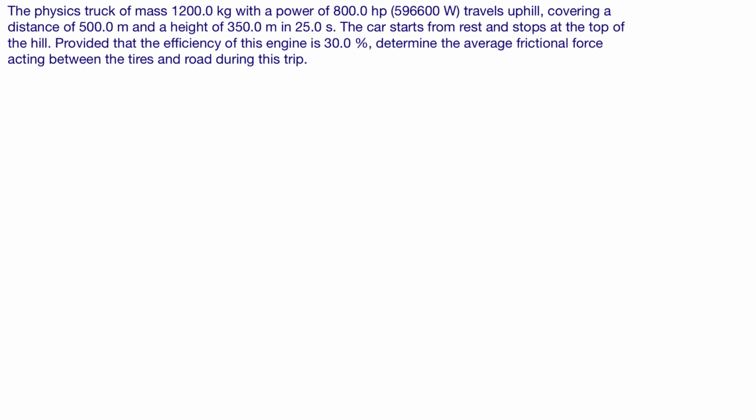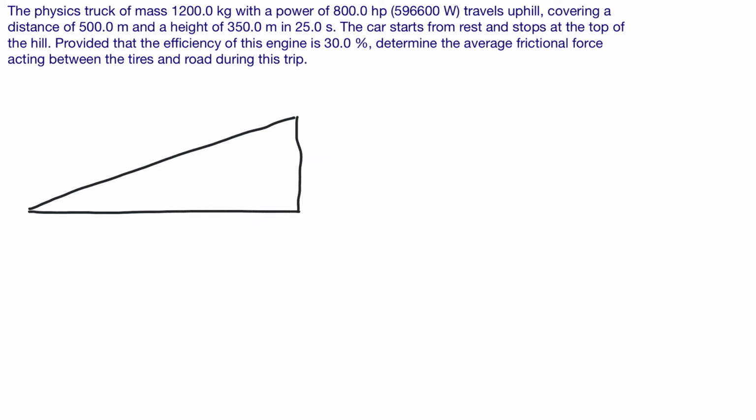road during this trip. Let's draw out the situation, and this time I'm going to do a little bit of a better job with my initial diagram. And we are going to have the truck. I'm going to kind of show it as a box. This is starting from rest, so speed 1 is equal to 0. And then it's going to reach the top of the hill here, and speed 2 is going to also equal 0 because it is still at rest.